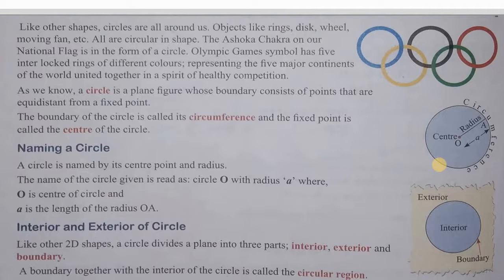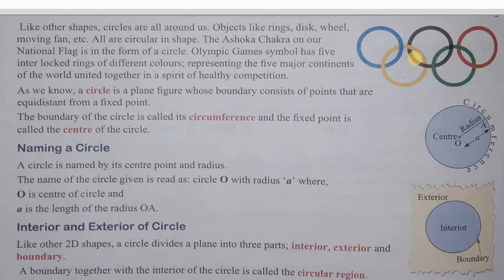Like other shapes, circles are all around us. Objects like rings, discs, wheels, moving fans, etc. are all circular in shape. Like you can see here, the rings are all in circular shape. The Ashoka Chakra on our national flag is in the form of a circle. The Olympic Games symbol has interlocked rings of different colors representing the 5 major continents of the world united together in a spirit of healthy competition.